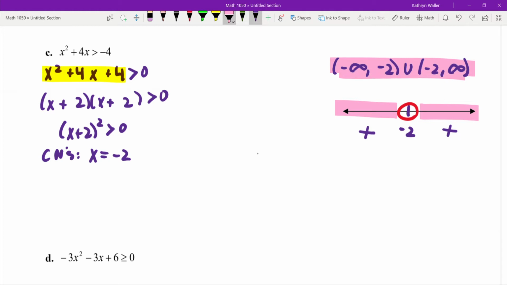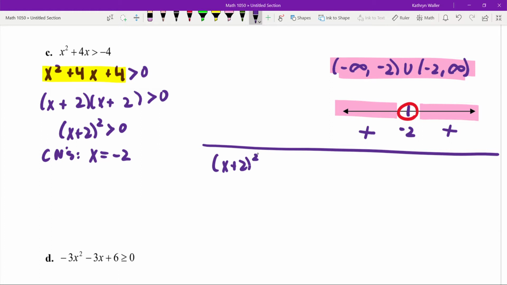Now I want to throw a couple more scenarios at you, okay? So let's just go like this. What if you had x plus 2 to the second is greater than or equal to 0? So what if it was the same exact problem, but now we have an equal sign, right? So I just took this and I go here. Let's graph it really fast.